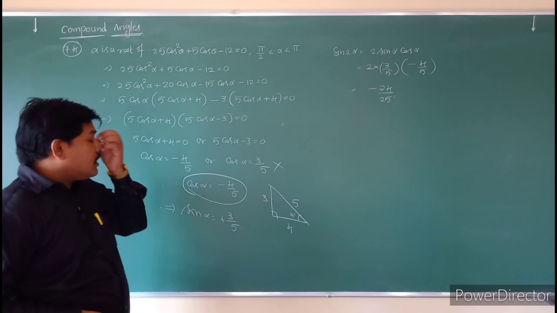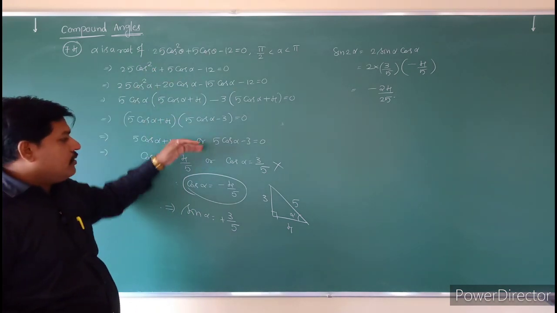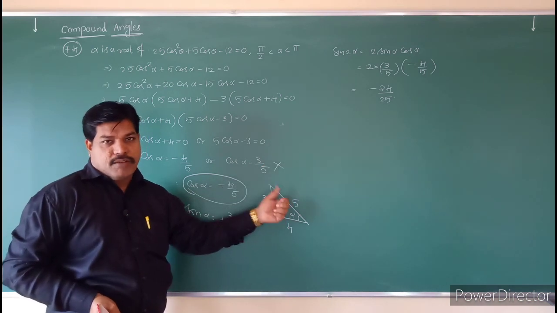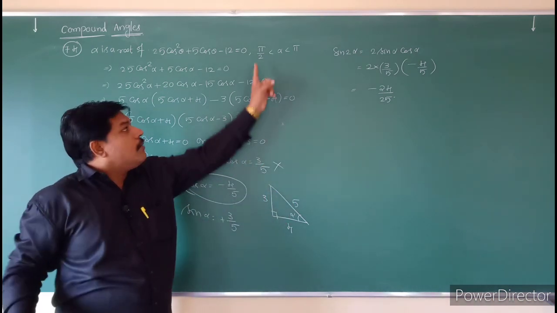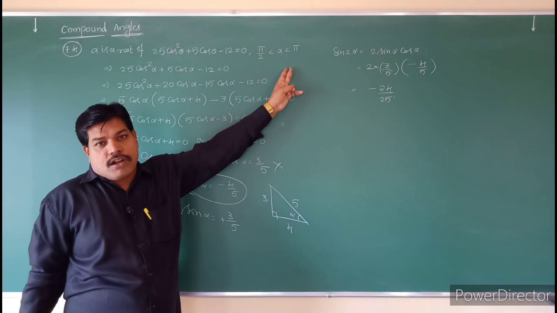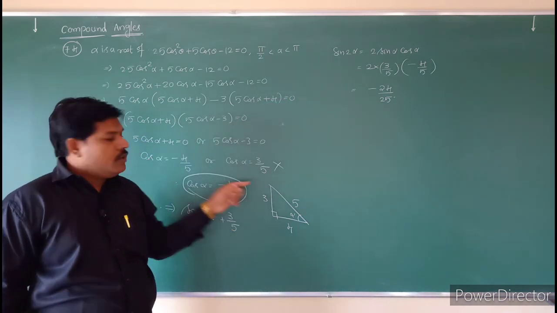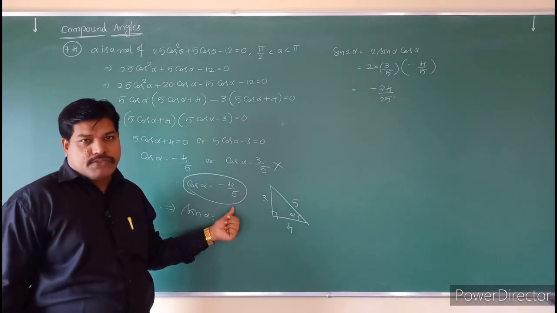So first we have to take the factorization. You will get cos alpha is minus 4 by 5 and cos alpha is 3 by 5. But the alpha value lies between pi by 2 and pi, that is in the second quadrant. In the second quadrant cos is negative, so that's why I am not taking this value. You have to take cos alpha is minus 4 by 5.